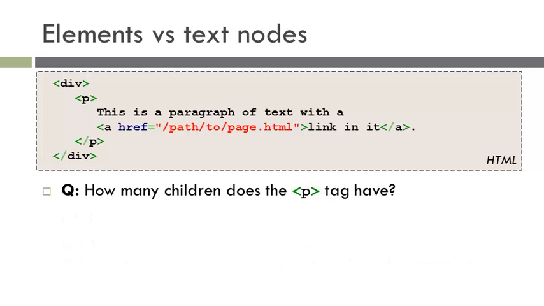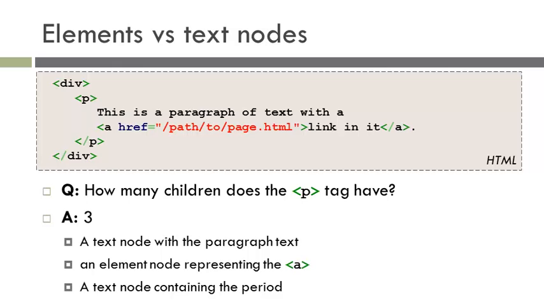In this next example, how many children does the p tag have? The answer is 3. This is more straightforward. The first child is the text that reads, "This is a paragraph of text with a." The next child is an element node representing the a tag. The next node is a text node that contains the period.